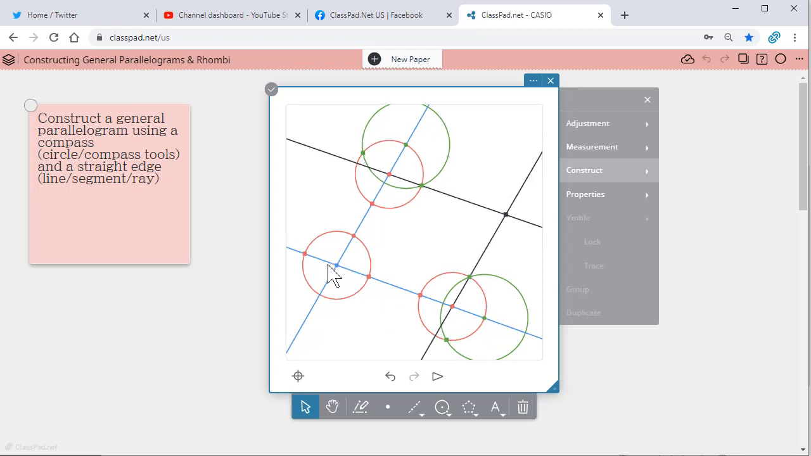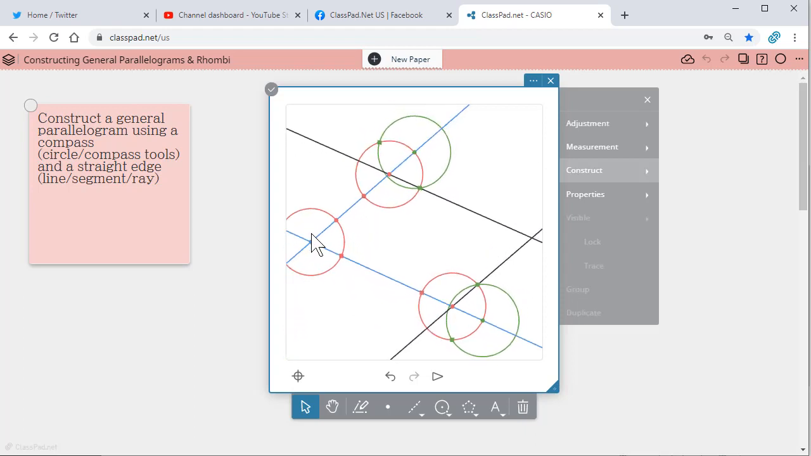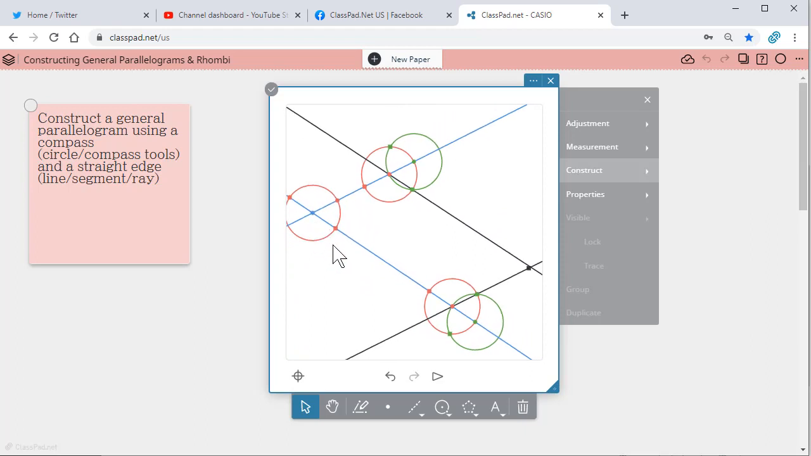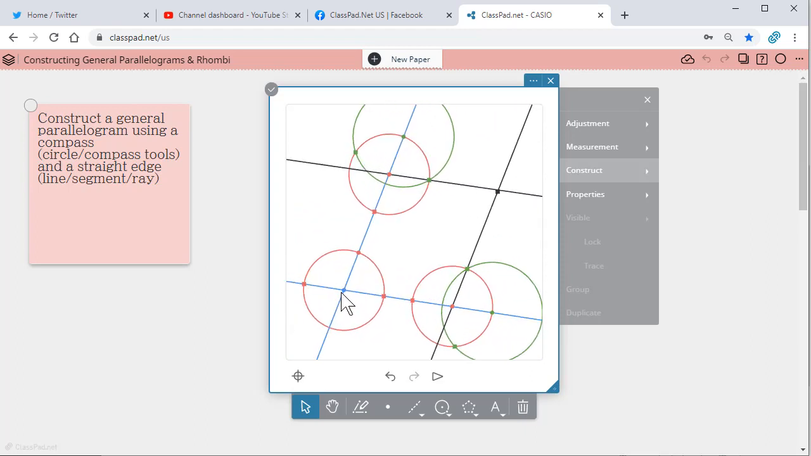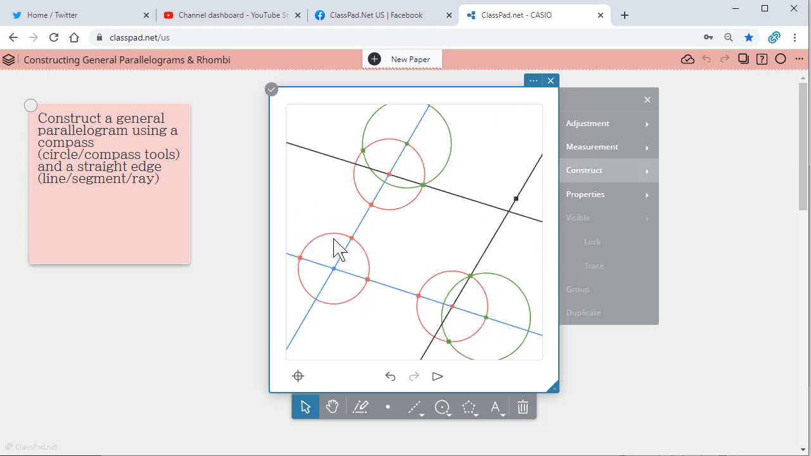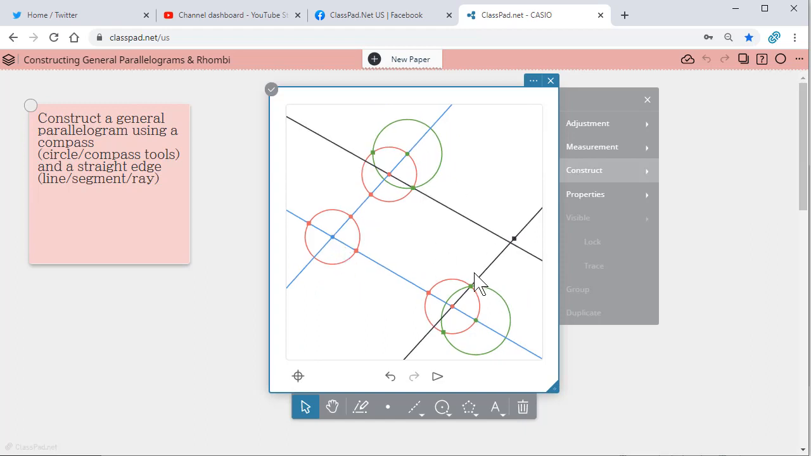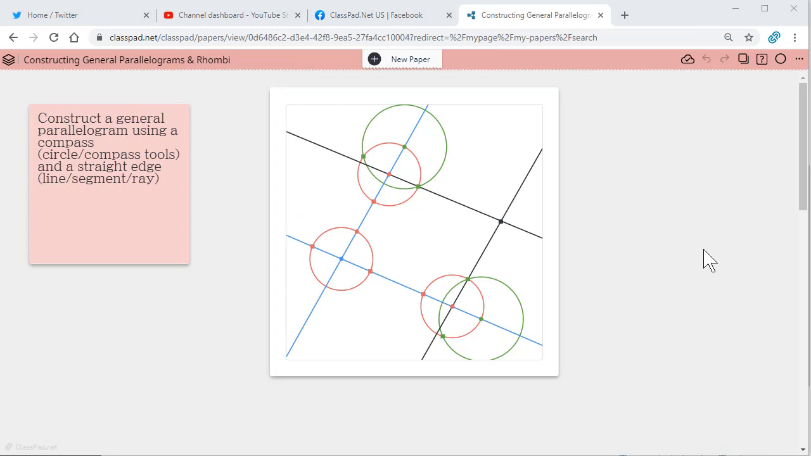And as I change this, my parallelogram changes in size, but those parallel sides and opposite sides being congruent are now consistently the same. So now let's look at how to construct a rhombus.